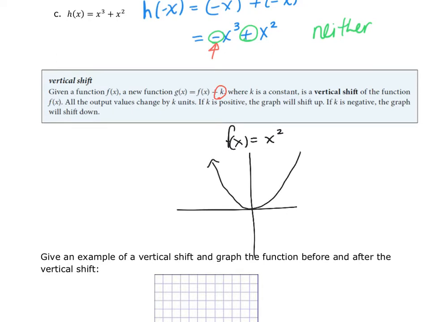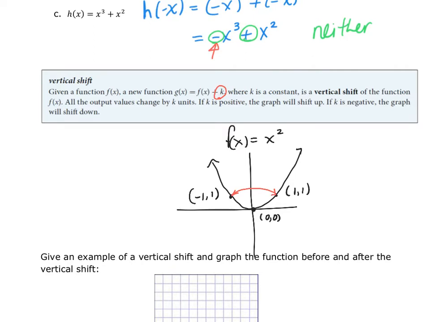And f of x equals x squared is going to go through this point, which is 0, 0. It's going to go through this point, which is 1, 1. And it's also going to go through this point, which is negative 1, 1. So this is where my symmetry across the y-axis is happening. But this is my parent function.